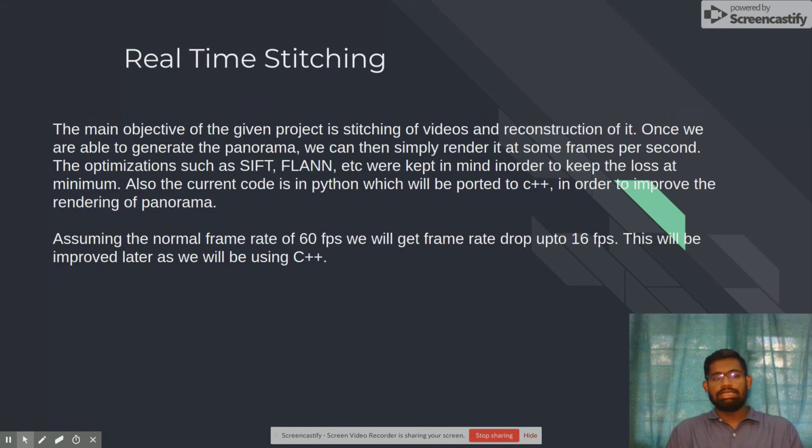Real-time stitching. The main objective of the given project is stitching of videos and reconstruction of it. Once we are able to generate the panorama, we can simply render it at some frames per second. Optimizations such as SIFT, FLANN, etc. were kept in mind in order to keep the loss at a minimum. Also, the current code is in Python, which will later be ported to C++ in order to improve the rendering of the panorama. Assuming the normal frame rate of 60 frames per second, we will get a rate drop up to 16 frames per second according to the current code. This will be improved later as we will be using C++.